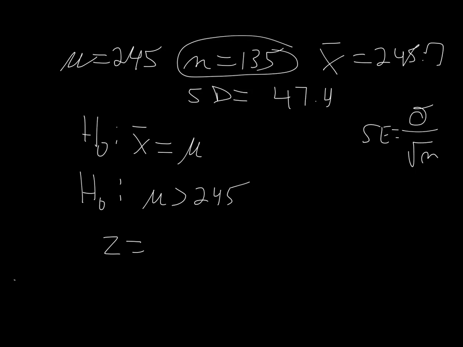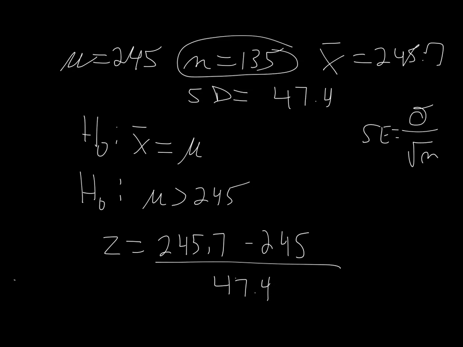and in this case our test statistic is Z, and what we're comparing is 245.7 to the 245 of our mean of our population. Our SD is 47.4. So as near as I can tell, that's what they want us to do. Now you're going to find a Z value from that. The test statistic will be your Z value, okay?